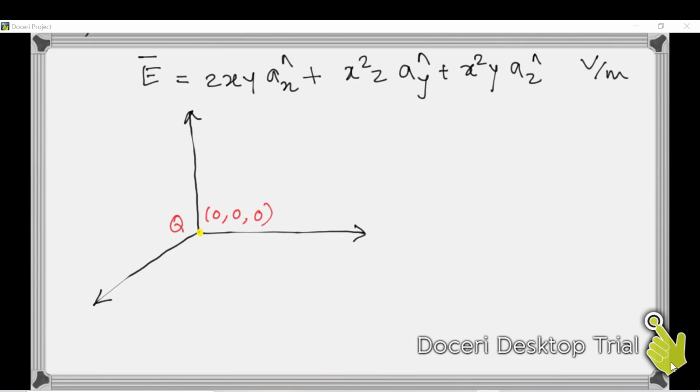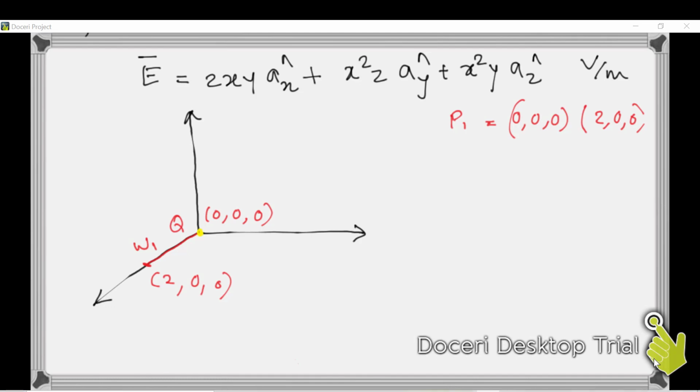So first we have to move this charge from (0, 0, 0). The first path they have given, let us call that path P1, is from (0, 0, 0) to (2, 0, 0). From (0, 0, 0) means origin, and (2, 0, 0) means exactly on the x-axis. So it will move from this point to this point, which is your (2, 0, 0). This is your first path, and to move the charge from origin to this point along path P1, let the work done be W1. So this is our first segment.